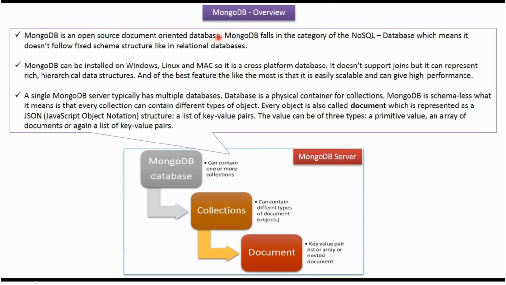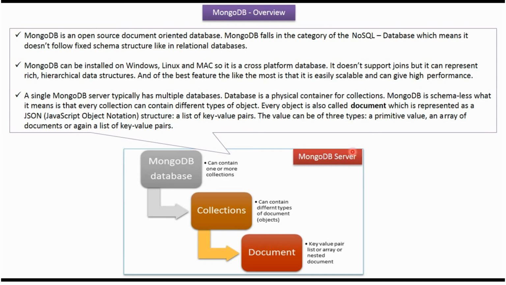Examples of relational databases are Oracle, MySQL, etc. And we can install MongoDB on Windows, Linux, and Mac operating systems. So MongoDB is a cross-platform database, and MongoDB does not support joins, but it can represent rich hierarchical data structures. And MongoDB is easily scalable, and it gives high performance.